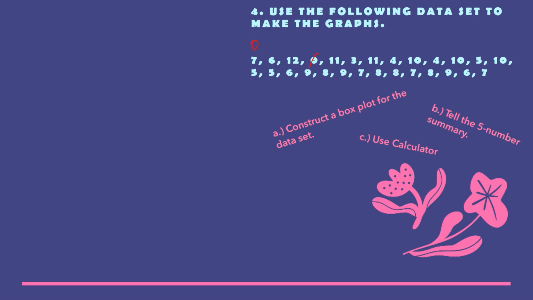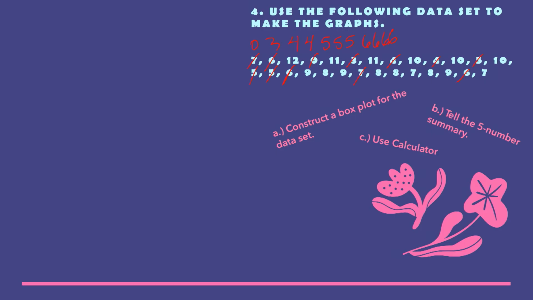Nope. Then we have a 3. Any more 3s? Nope. Next one is 4. I have 2 4s. The next one is 5. I have 3 5s. The next is 6. I have 3 6s. Let's look at 7. Whoop, there's another 6. 7.